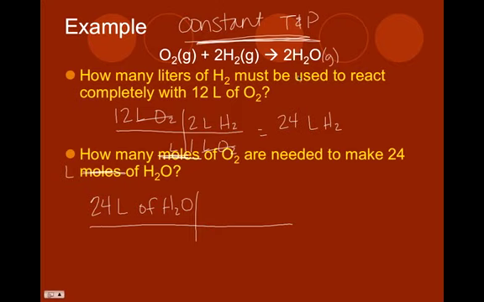And the volume ratio is 2:1. So for every 2 liters of water vapor, we're going to need 1 liter of oxygen gas. Not moles, we're talking about volume here. So liters of water, and we just work out 24 divided by 2, 12 liters of oxygen.